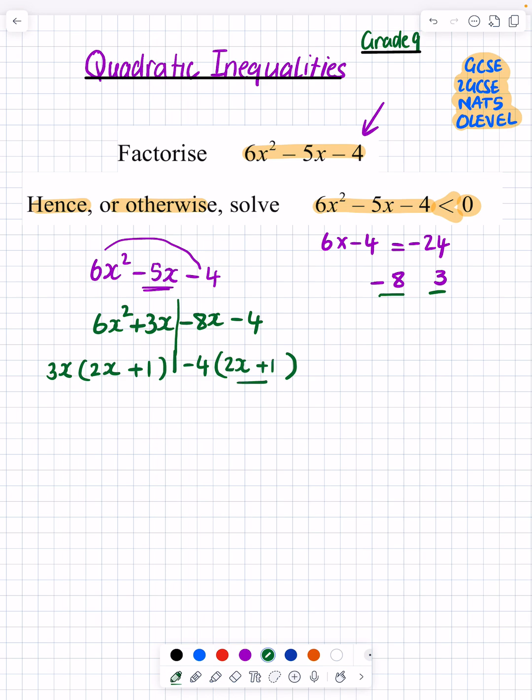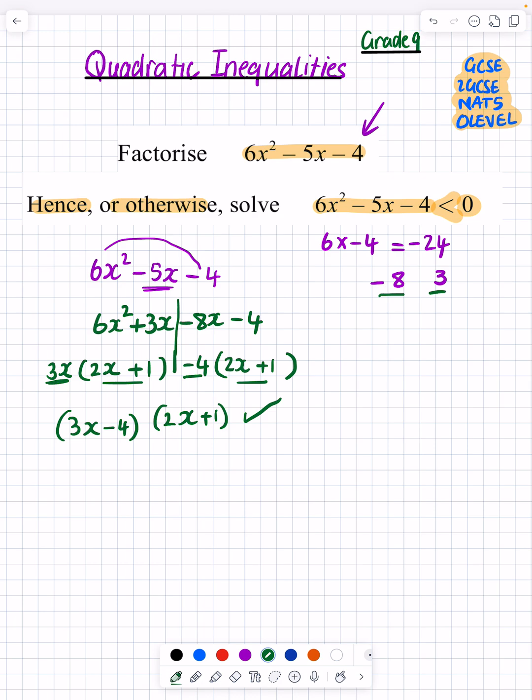Now that we have two of these brackets the same, that is a good sign, because that's what it should be. So one of our brackets would be 2x + 1, and the other one is 3x take away 4. So 3x - 4 in the other bracket. So that is this quadratic factorized.